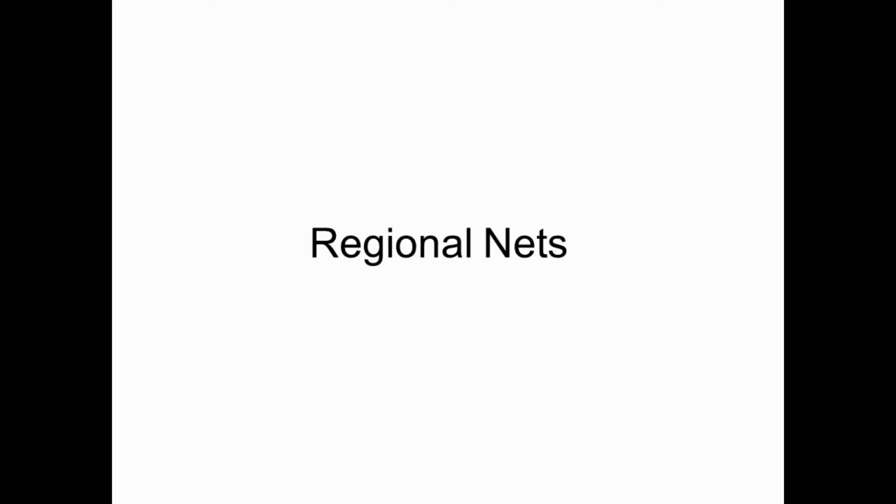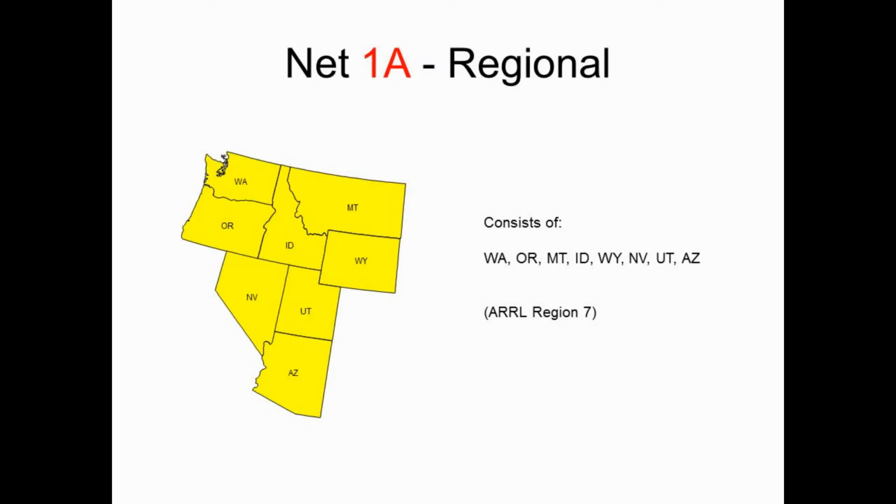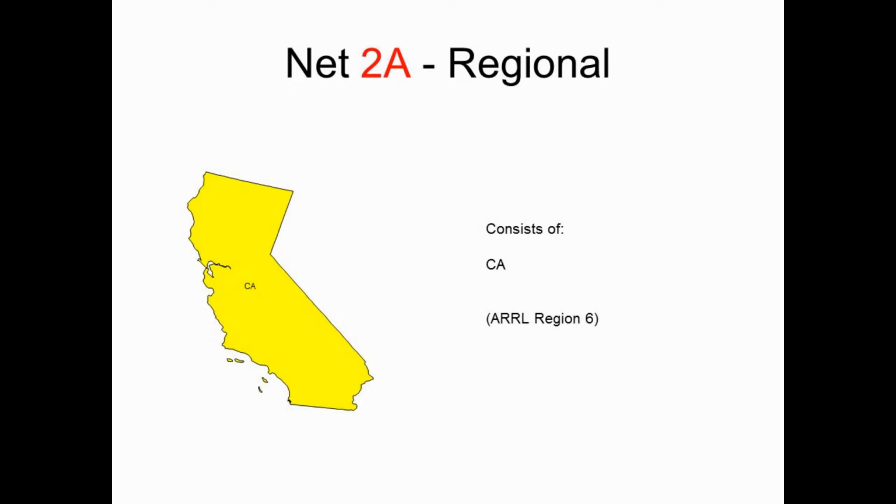The national net is then broken down into 9 regional nets. Keep in mind that this is the first 2 symbols in the net name. The 1 Alpha regional net consists of Washington, Oregon, Montana, Idaho, Wyoming, Nevada, Utah, and Arizona. It also corresponds to the ARRL Region 7. The 2 Alpha regional net consists of California. It corresponds to ARRL Region 6.